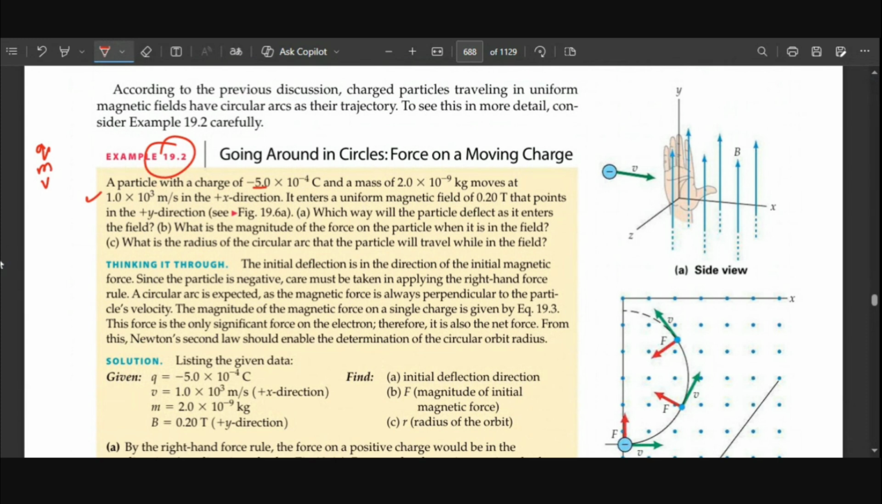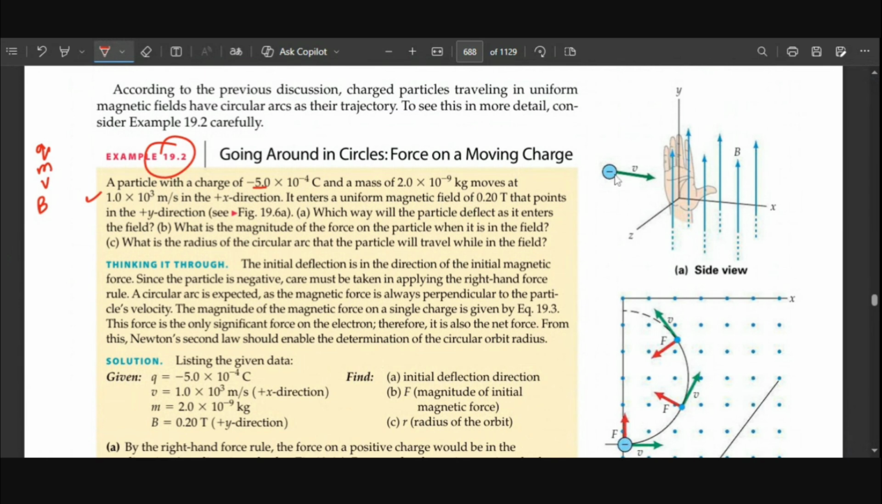It enters into a uniform magnetic field of 0.2 Tesla. We have also given magnetic field. The question is which way the particle deflects as it enters into the field. Now this is something you should tell. Think about it. The side view figure is given to us. Charge particle enters in the positive x direction. Field is directed in the positive y direction.